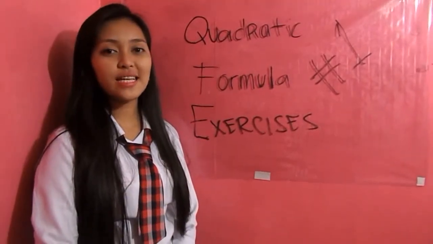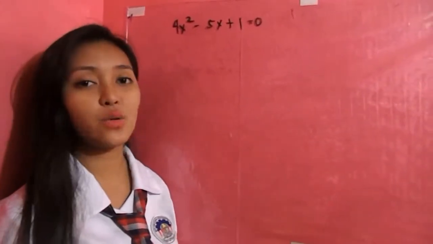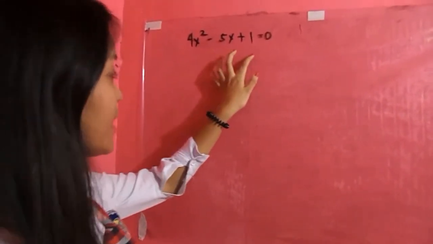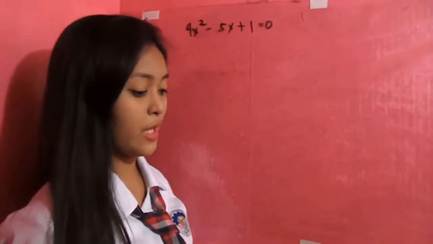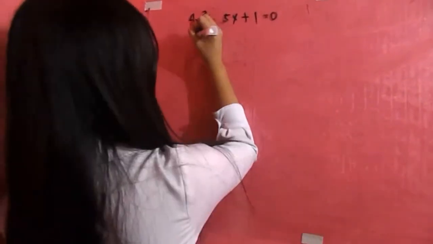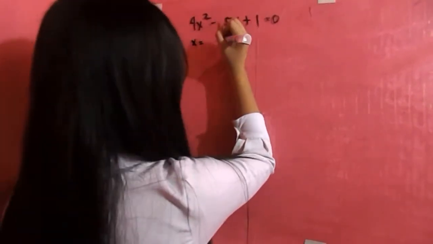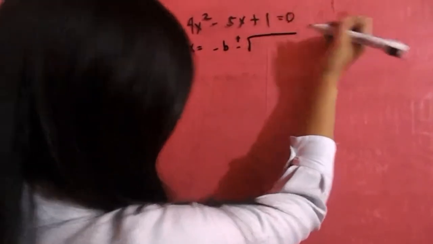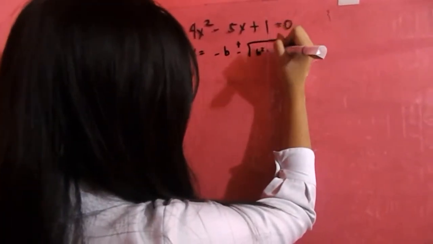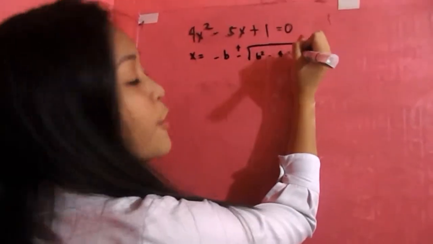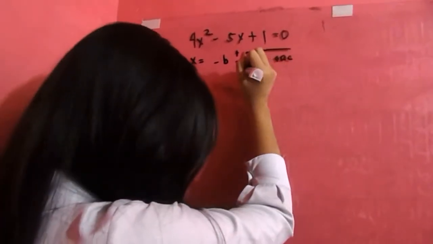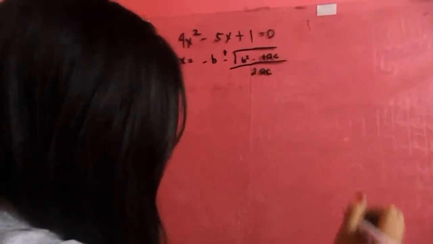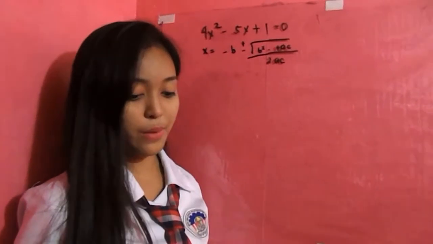Quadratic formula, exercise number 1. Here is an exercise in quadratic formula. Solve 4x squared minus 5x plus 1 equals 0 using the quadratic formula. The formula is x equals negative b, positive and negative, square root of b squared minus 4ac over 2a. I'll wait a minute for you to solve the problem.